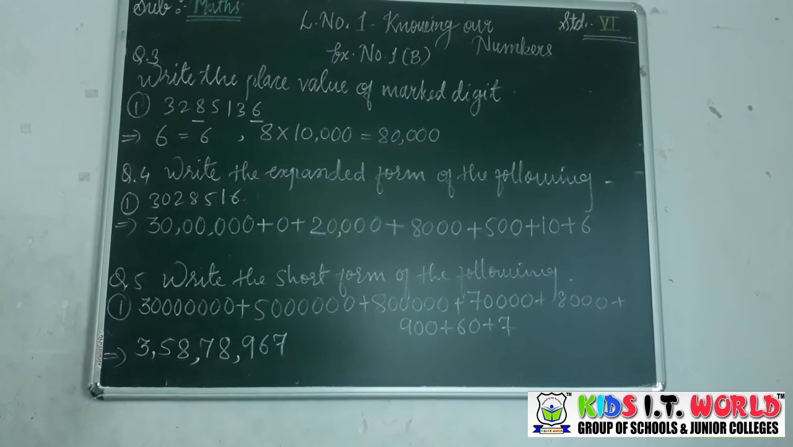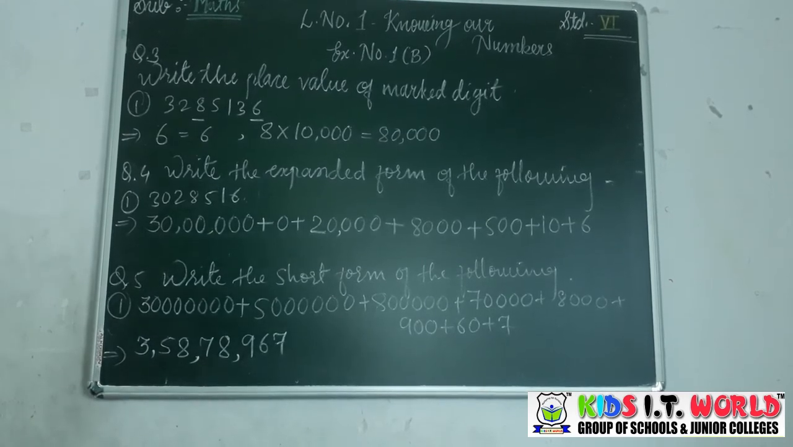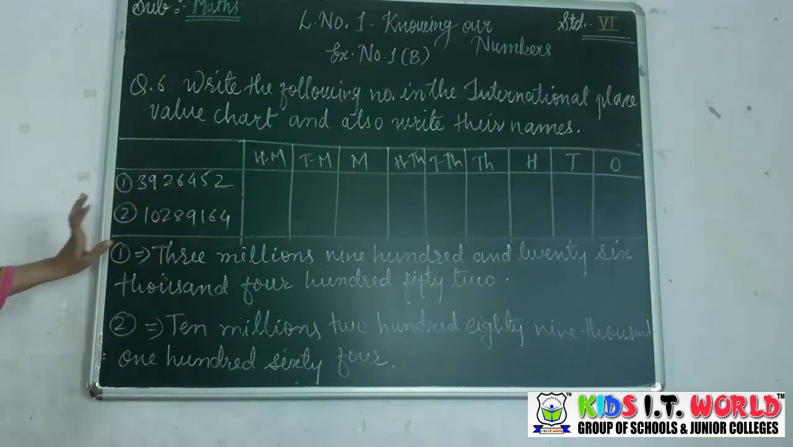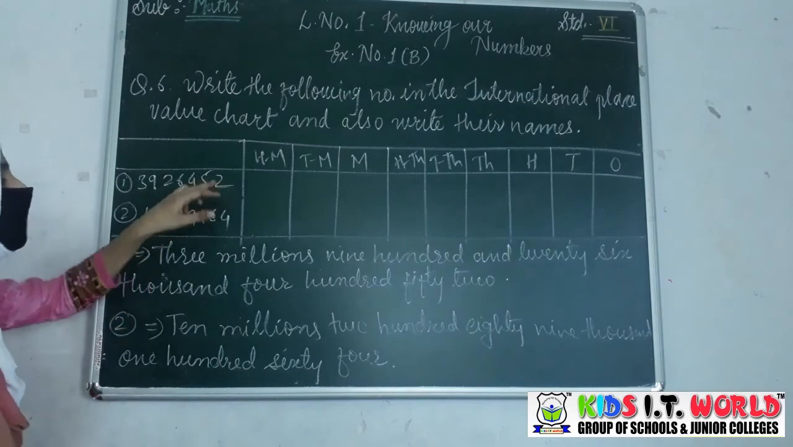Now we will see the international place value chart. How will you write the numbers in the international system? So here the question is, write the following number in the international place value chart and also write their names. As I have written about the Indian place value chart, here also we have to draw the international place value chart, and according to that read the number and write it in the wording form. So here the first number, as I told you, whenever you are arranging the number in a place value chart, you have to start writing from the ones position, means from the extreme right position.